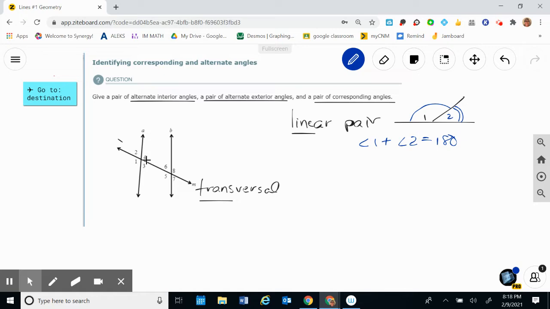So look right here. 1 and 2 are linear pairs. 2 and 4, linear pairs. 4 and 3, linear pairs. 1 and 3, linear pairs. Okay, so you get the idea. There's lots of linear pairs. You already should have known that. Now you're going to learn the names for the angles inside here and outside here.